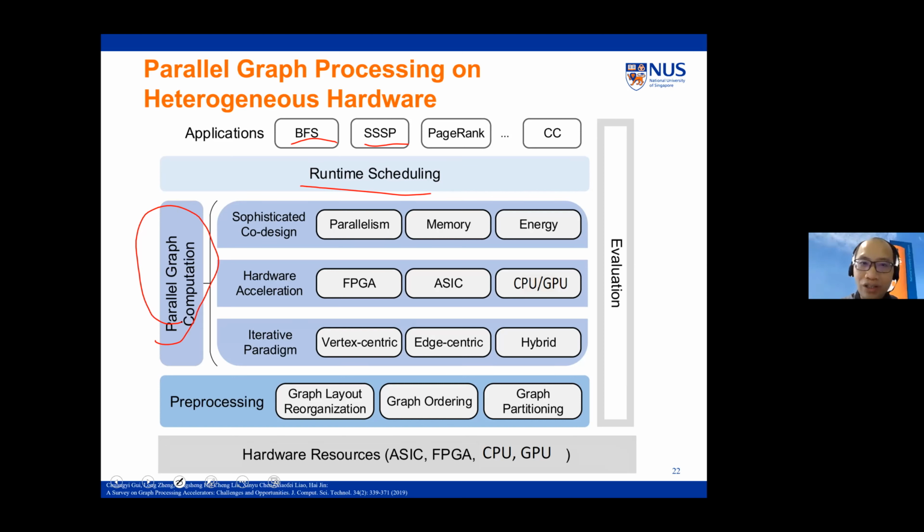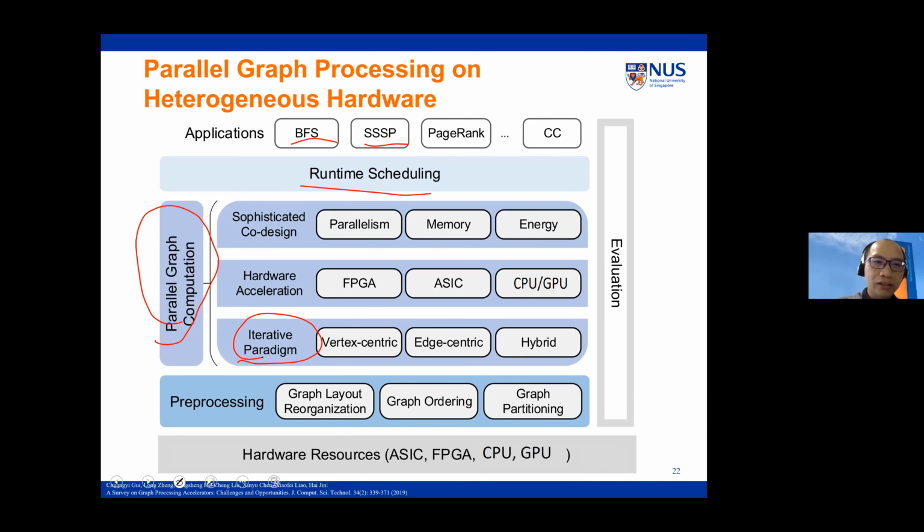We need to care about parallelism, memory consumption, energy consumption, and so on. Of course, as I mentioned, FPGA, ASIC, CPU, and GPU are very different, and we actually need different programming models. We need different optimizations in terms of memory and parallelism design. So that's why we also have different programming models here, whether it's vertex-centric, edge-centric, or even hybrid. So all of this is related to parallel graph processing.